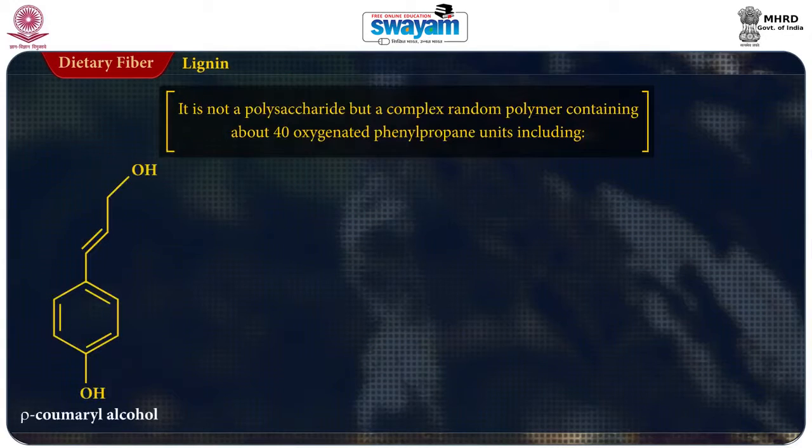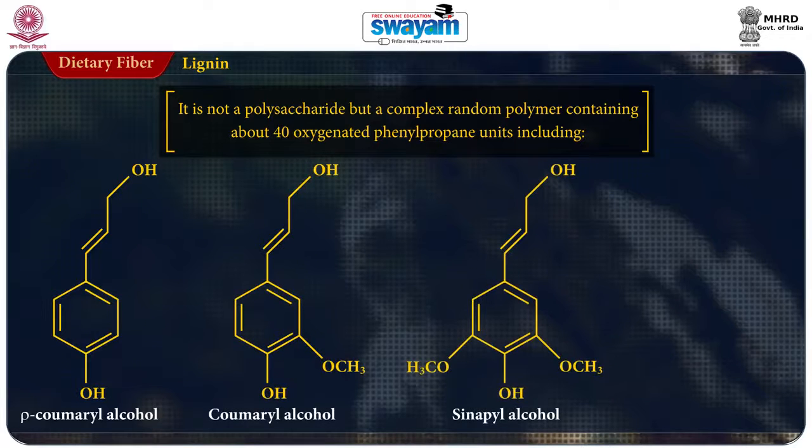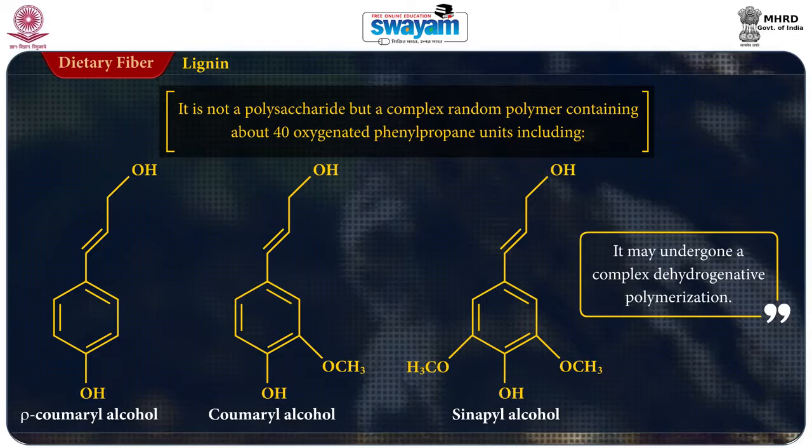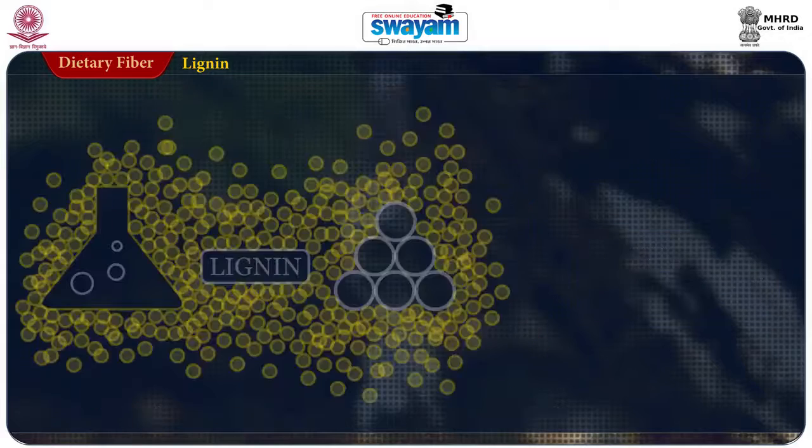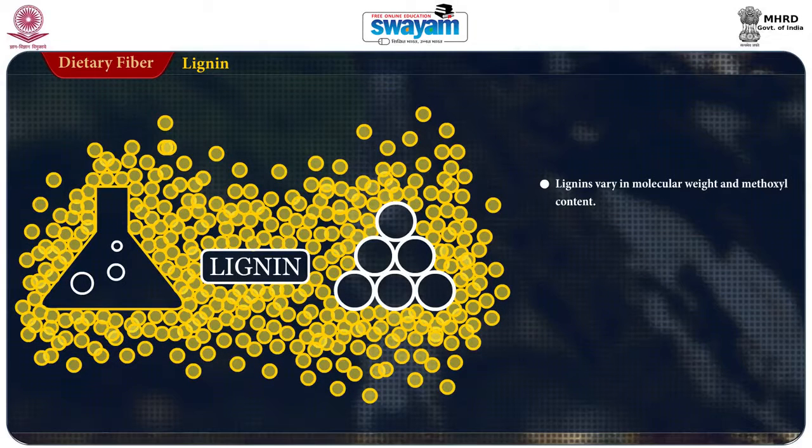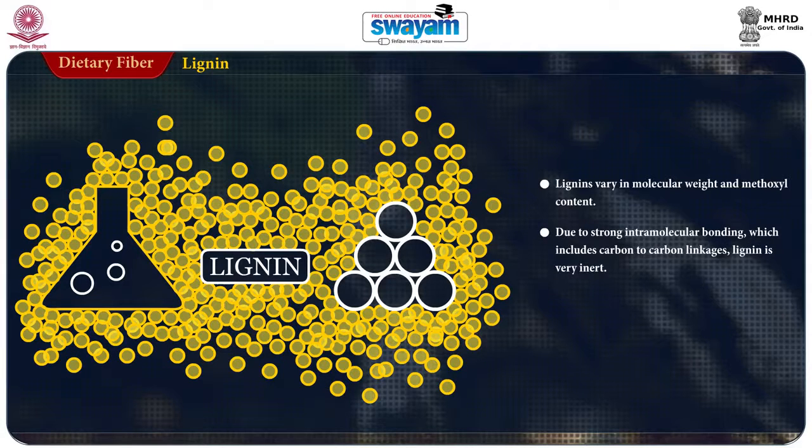Lignins. It is not a polysaccharide but a complex random polymer containing about 40 oxygenated phenylpropane units, including coniferyl alcohols, that have undergone a complex dehydrogenative polymerization. Lignins vary in their molecular weight and methoxyl content due to strong intramolecular bonding, which includes carbon-to-carbon linkages. Lignin is very inert. Lignins demonstrate a greater resistance than any other naturally occurring polymer.